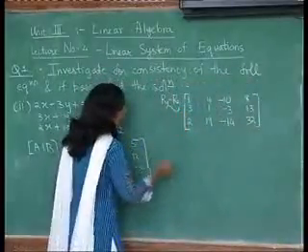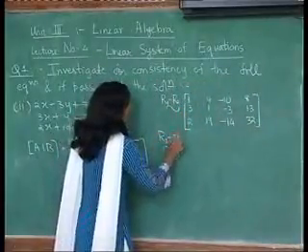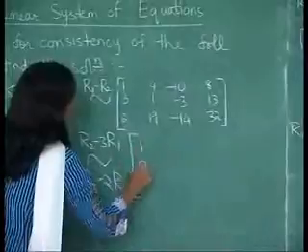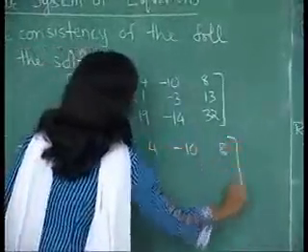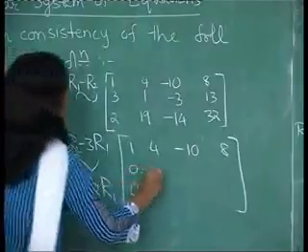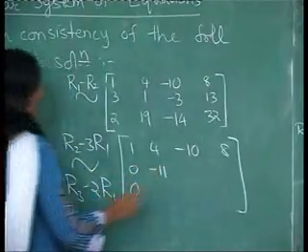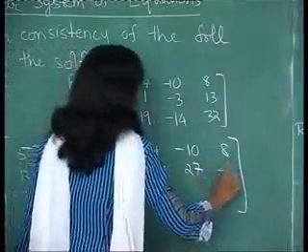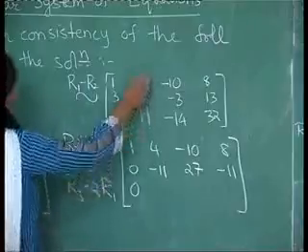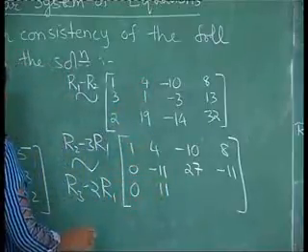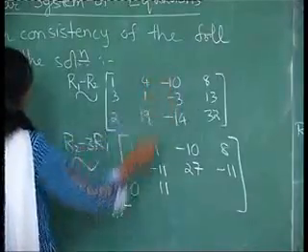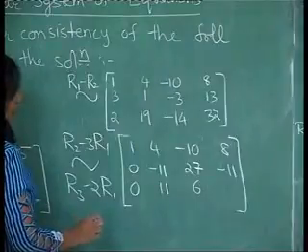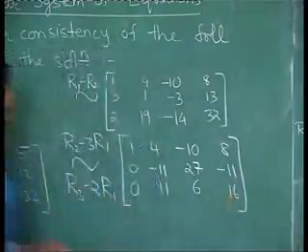Now let me bring zeros below that. So I need R2 minus 3 R1, R3 minus 2 R1. So I'll get 1 0 0 4 minus 10 8. Then 1 minus 12 minus 11, minus 3 plus 30 is 27, and 13 minus 24 is minus 11. Then we have 19 minus 8, 11 minus 14 plus 20. Minus 14 plus 20 is 6, and 32 minus 16 is 16.